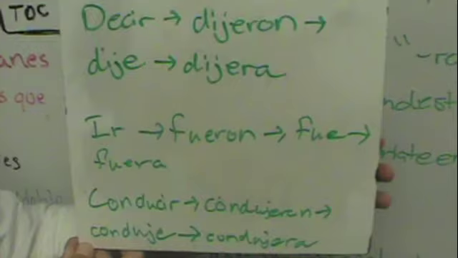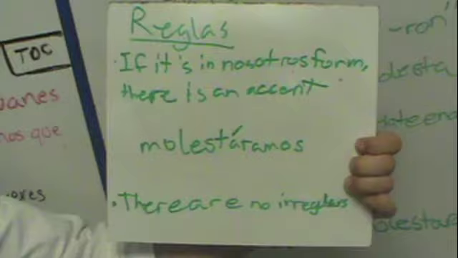And conducir. You start with conducir, you conjugate in third person plural preterite, you get condujeron. Take off the ron, and you have conduje. And you add the ra, you have condujera. Las reglas. If it is in nosotros form, then there ends up being an accent. So if you're using molestáramos, you have to have an accent on the third vowel from the right. So the A will have the accent on it.